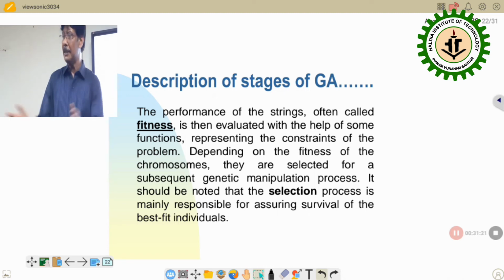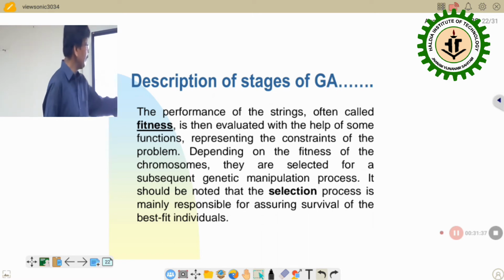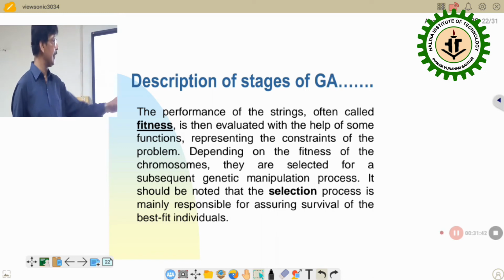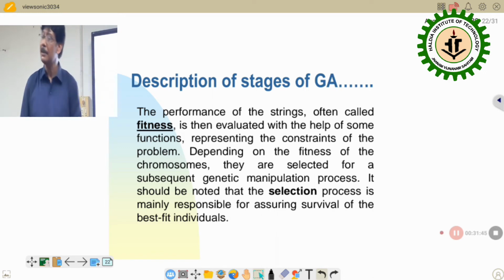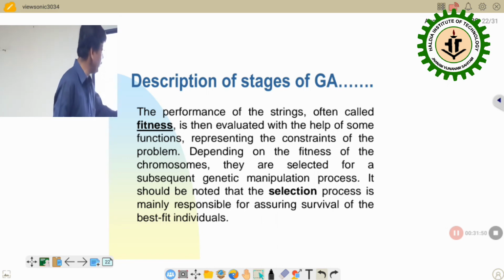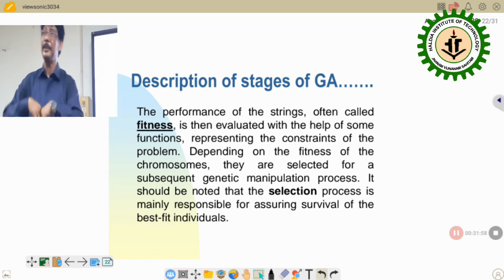So the performance of the string of binary bits, that chromosome, we are calling a string. It is called a binary string, and its performance, often called fitness, is then evaluated with the help of some function. Function means whatever function is given, what you actually want to optimize, representing the constraints of the problem. Depending on the fitness of the chromosome, they are selected for a subsequent genetic manipulation process. That process can be crossover operations or mutation operation. It should be noted that the selection process is mainly responsible for assuring survival of the best fit individuals. So which one is the fittest chromosome?